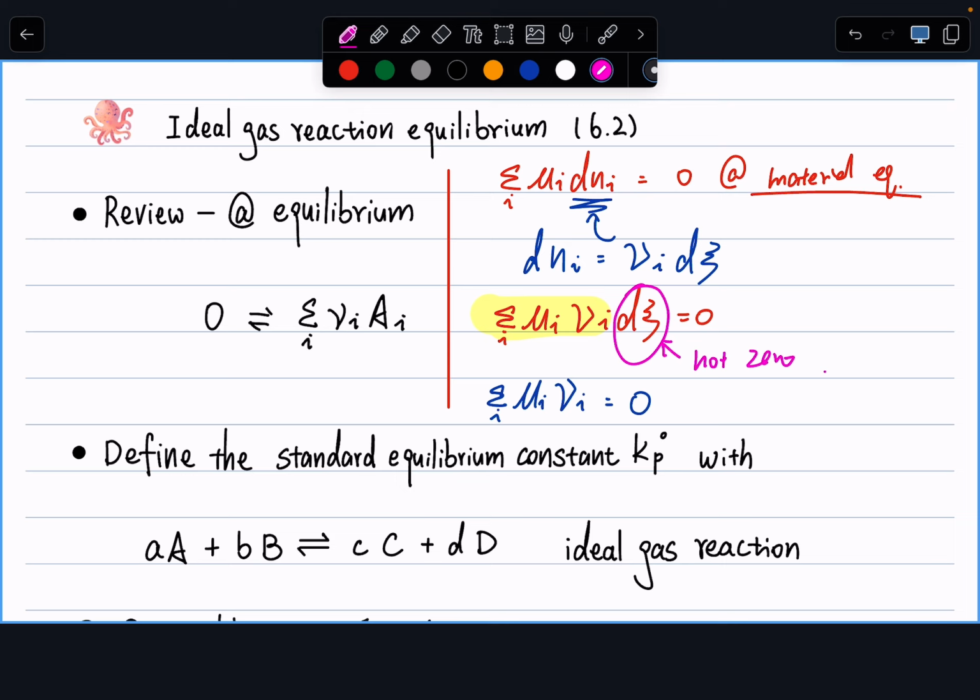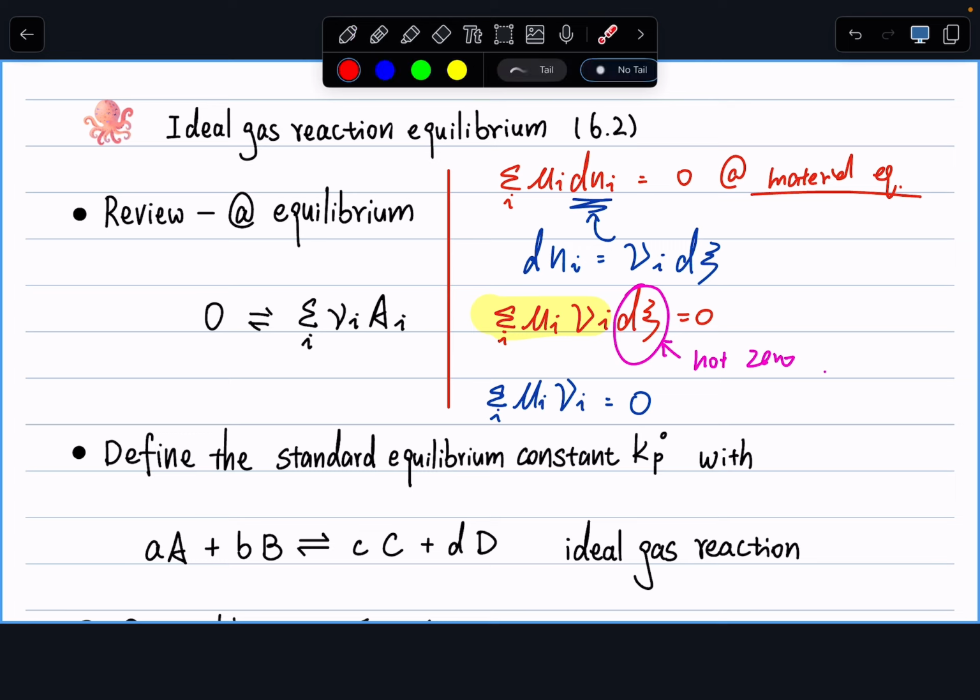So in chapter 6.2, we're talking about ideal gas reaction equilibrium. When I say ideal gas reactions, we're talking about both my reactant and product being ideal gases. There are only ideal gases present in the reaction chamber. Real life is obviously more complicated, but this is the starting point. We'll use the most simple scenario to define our terms.